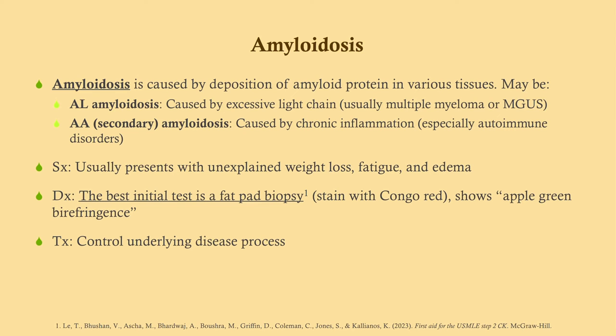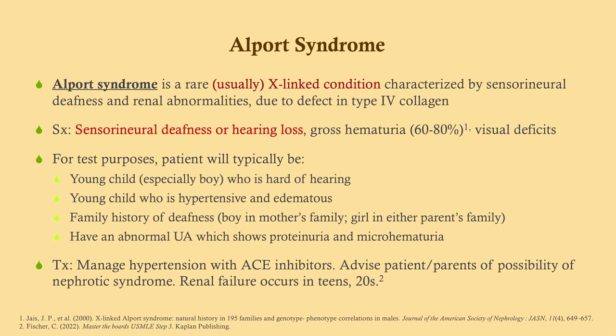That will show the amyloid tissue. It's easy to get. And you stain with Congo red, and it'll show this so-called apple green birefringence, which you should know as a $100 term because it comes up all the time. You should knee-jerk associate that with amyloidosis. And the treatment is to control the underlying inflammation, and it is usually inflammation.